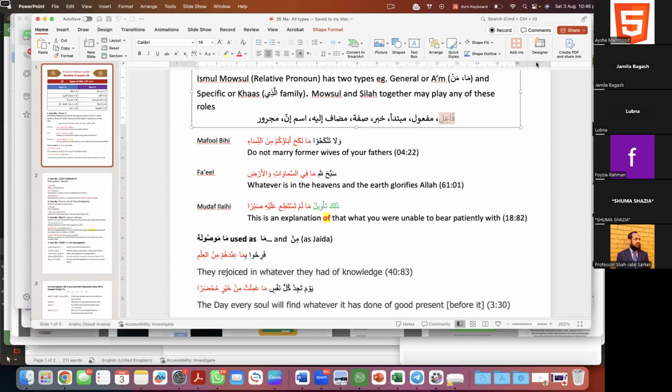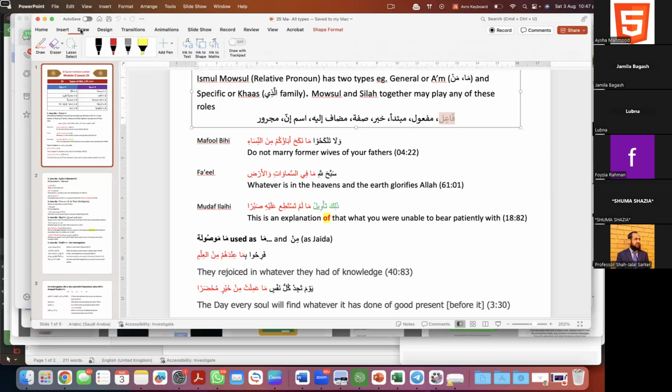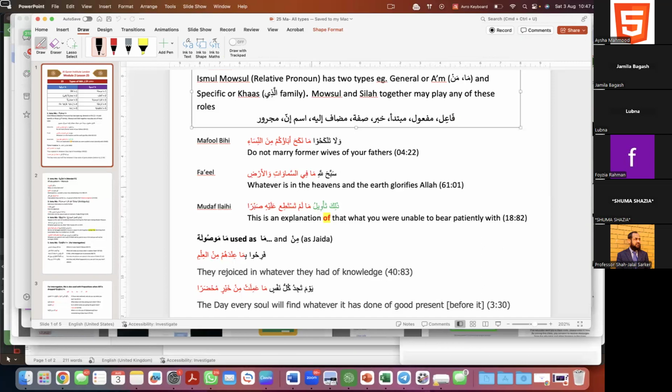So jar majrur could be considered as maf'ul, but sometimes. So sabbaha lillahi, so praise to Allah. And then the rest, ma fi samawati wal ard. Who is doing it? Because sabbaha is huwa form, we are looking for an external fa'il. So ma fi samawati wa ma fil ard, the whole sentence, which is jumlatul mawsula, becomes the fa'il for this.